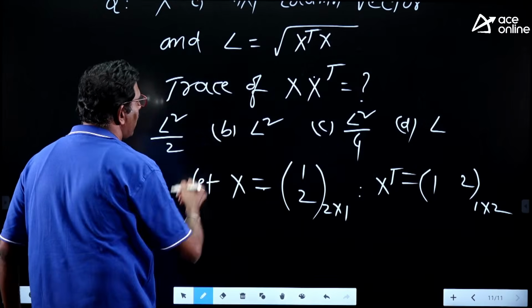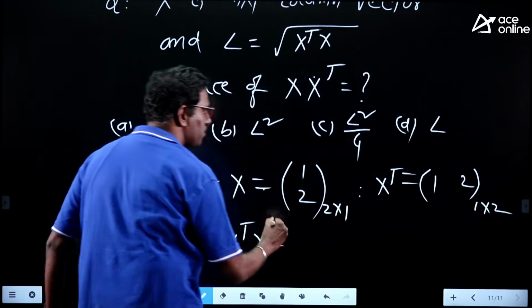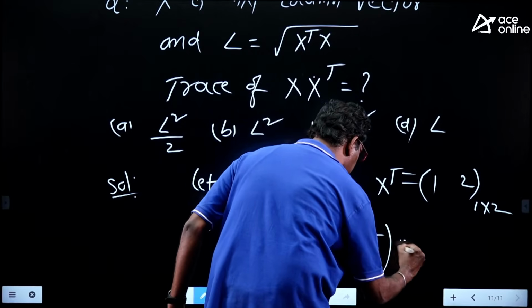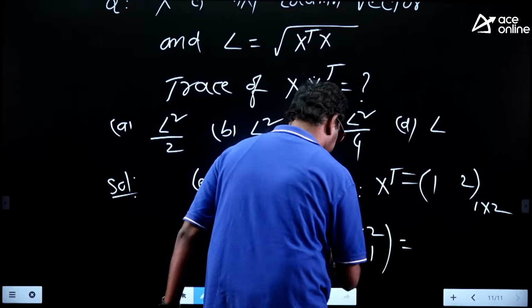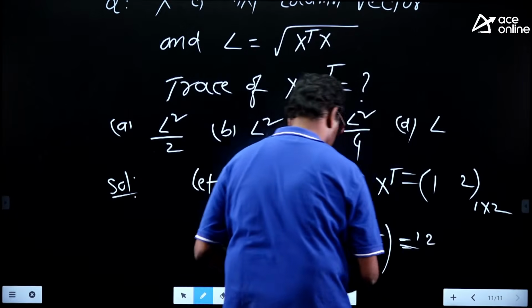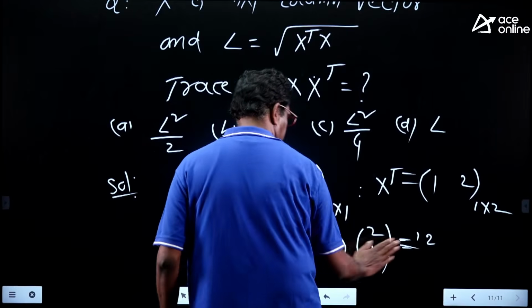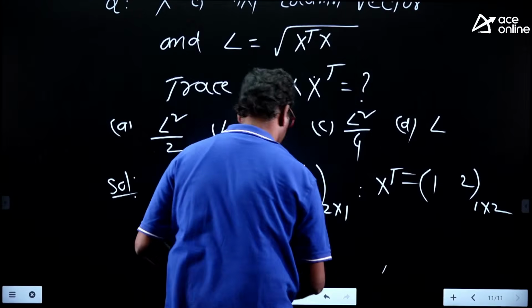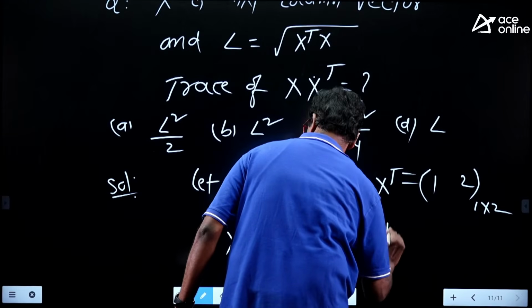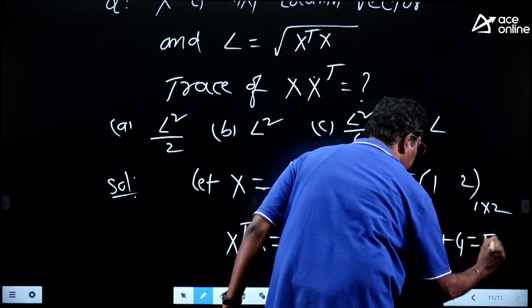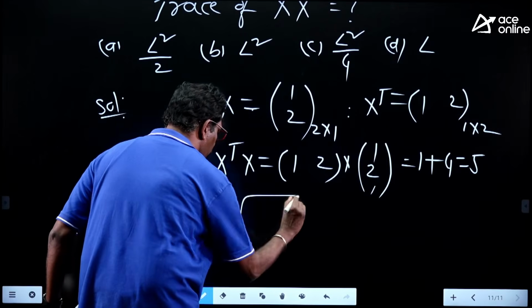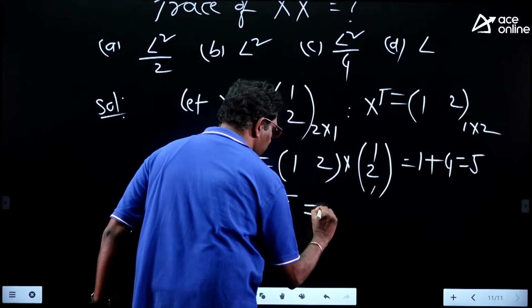The length of X, L, is nothing but the root of X transpose into X. What is X transpose into X? That is 1, 2 into 2, 1. This is 1 by 2 times 2 by 1, which means a 1 by 1 matrix. That is 1 plus 4, we'll get 5. Now what is L here? L is equal to root over X transpose into X, which means root over 5.